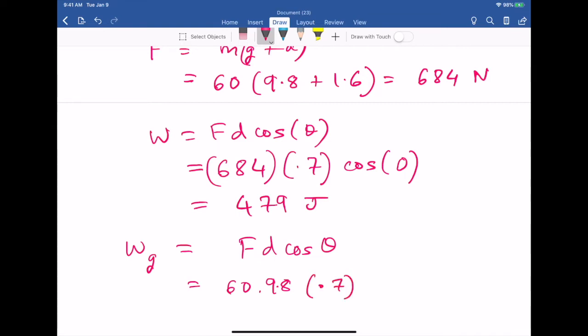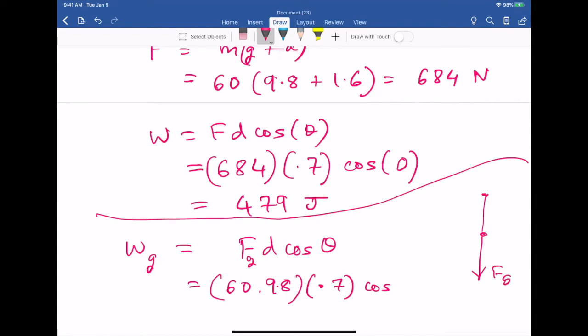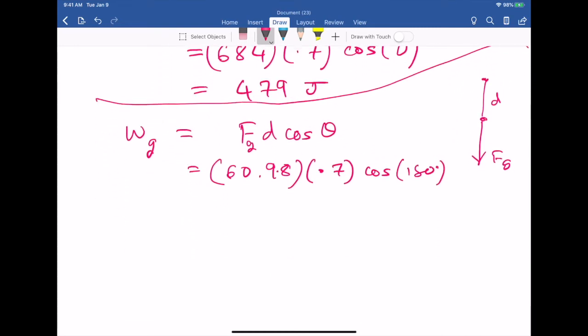It's 0.7. And what is the angle between the force of gravity, I should just call this Fg to be clear, and the displacement? Now, the force of gravity is acting downwards and the displacement is upwards, right? So the angle between them is clearly 180 degrees, right? Cosine of 180 is -1. So the work done by gravity is going to be, might as well calculate this.